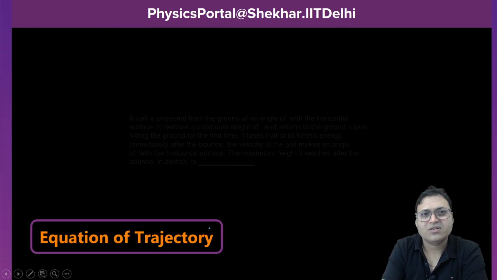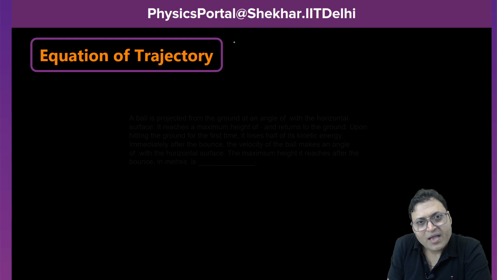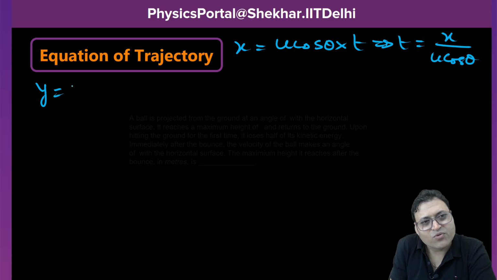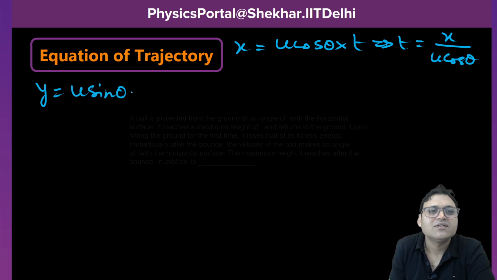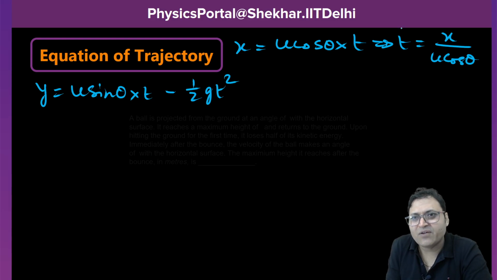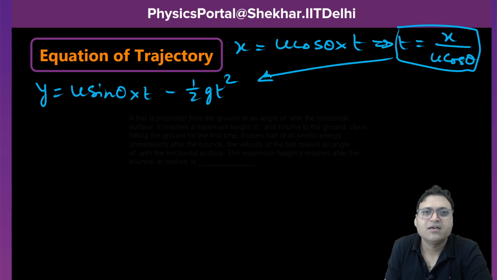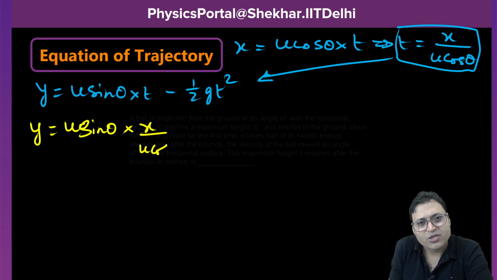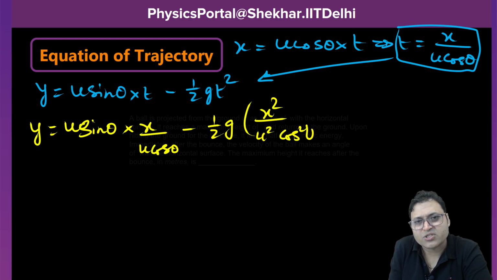Next, let us talk about the equation of trajectory. As we know, x is equal to u cos theta into t. So from here we can say t is equal to x upon u cos theta. And y is equal to u sin theta into t minus half gt square from the equation of motion. Put the value of t from here to here. Then y is equal to u sin theta into x by u cos theta minus half g into x square by u square cos square theta.